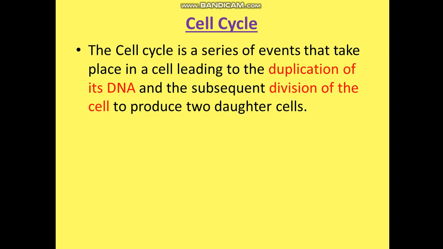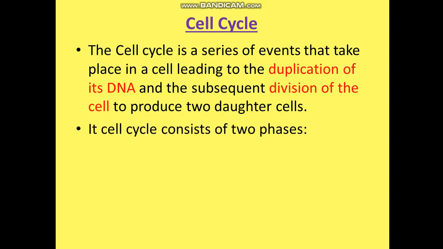We generally call it a daughter cell only. It has nothing to do with the male female category. Okay, it's just the depiction of daughter cells. Clear? Don't get confused here. So a cell cycle is a series of events that take place in a cell leading to the duplication of its DNA, and then after the duplication of DNA, what happens? The division of the cell occurs so that two daughter cells with the same amount of DNA are formed.